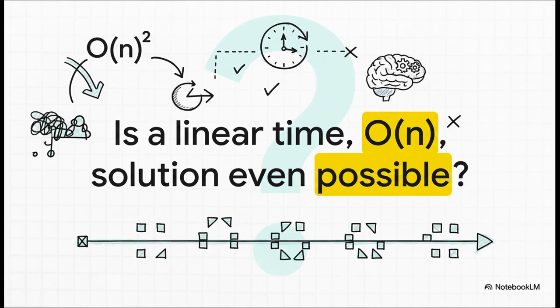Which begs the question, can we really do better than O of n squared? I mean, is it even possible to solve this in what's called linear time, O of n? That would mean the runtime grows just in direct proportion to the string length, not exponentially. And the answer, amazingly, is yes.